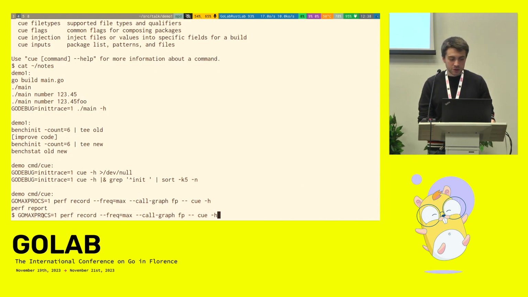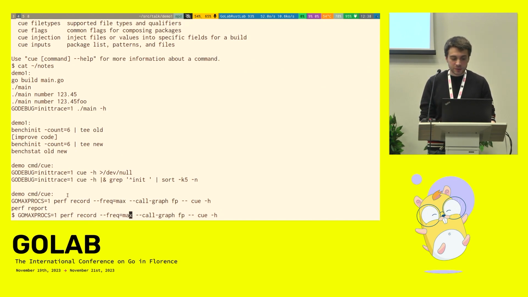One of the things we want to do is GOMAXPROCS=1, because even though Go can use multiple threads and perf supports that, we only care about init cost here, and init cost is sequential, so the report gets a lot easier if you just limit Go to one thread. It gets easier to analyze.